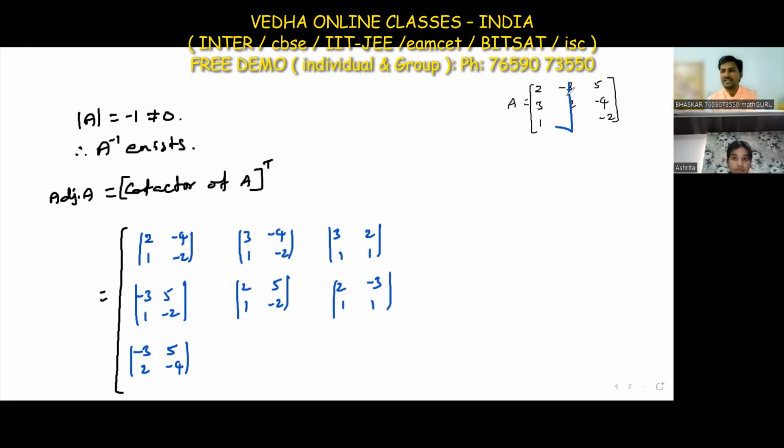Next one: 2, 5, 3, minus 4. Next element: 2, minus 3, 3, 2. These are just the minors only.